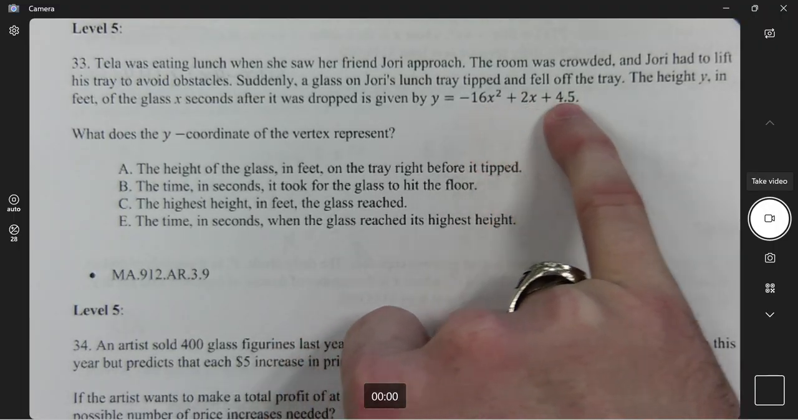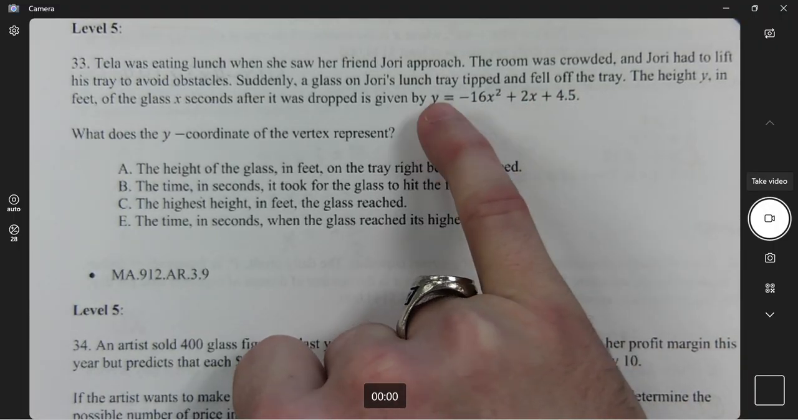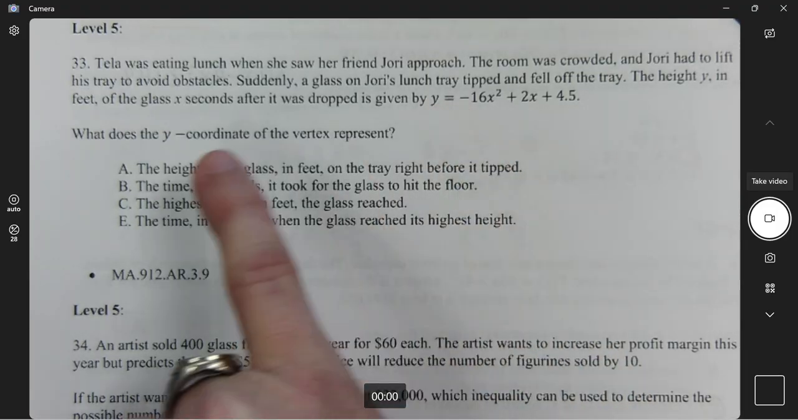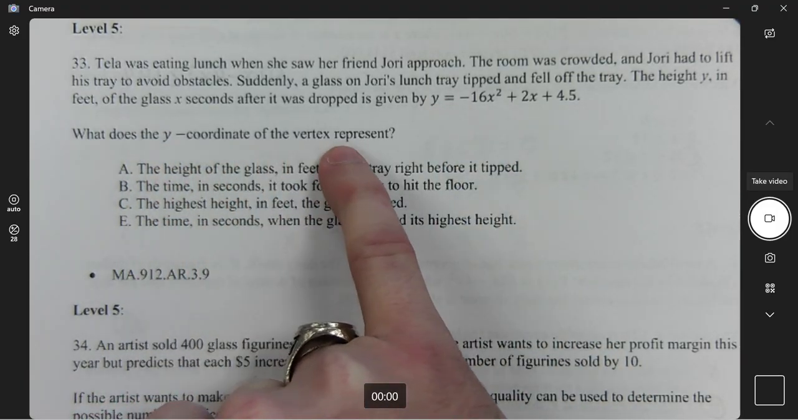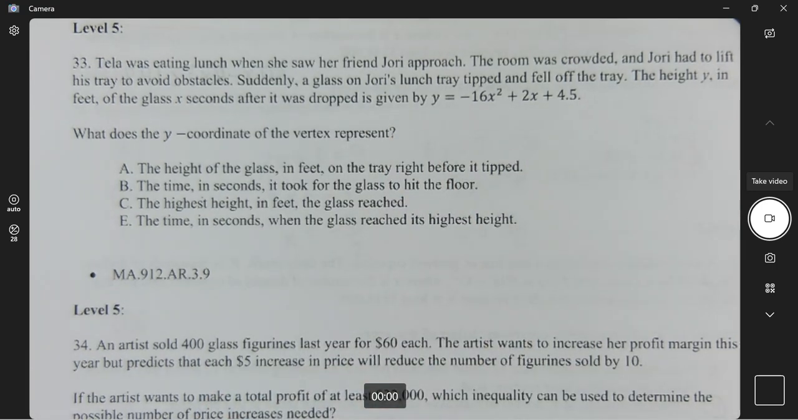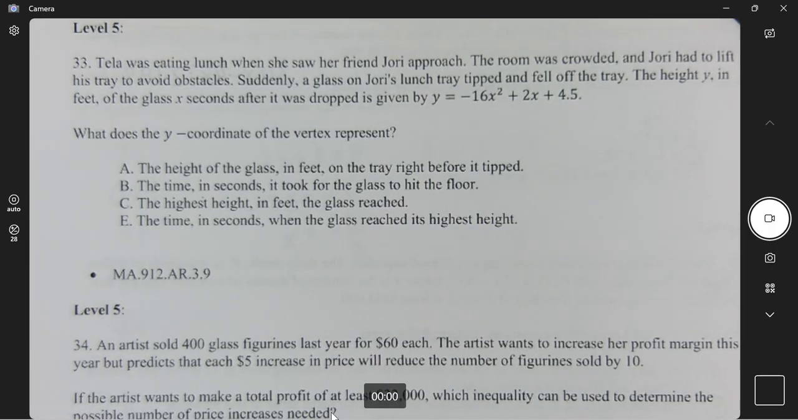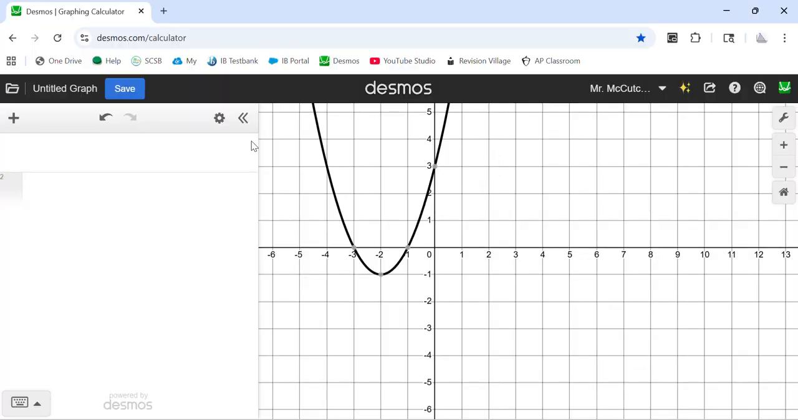So x is time in seconds, y is height of the glass. It wants to know what the y coordinate of the vertex represents. Let's put it on Desmos just so you can see the picture. Negative 16. You know what? Now I'll go ahead and put it on Desmos. Negative 16x squared plus 2x plus 4.5.